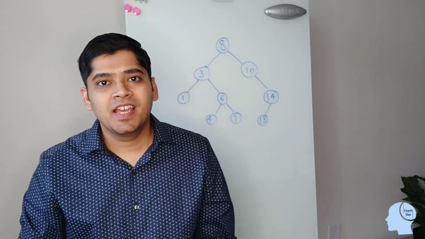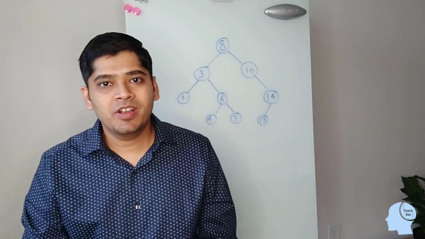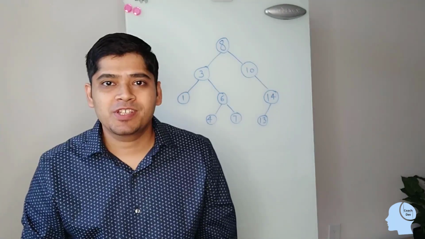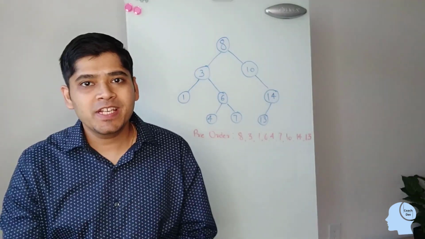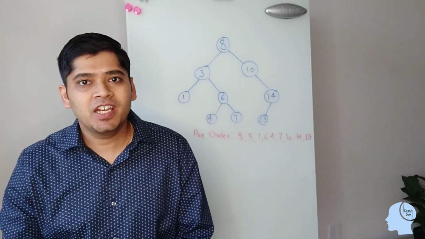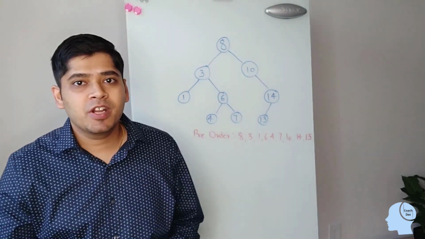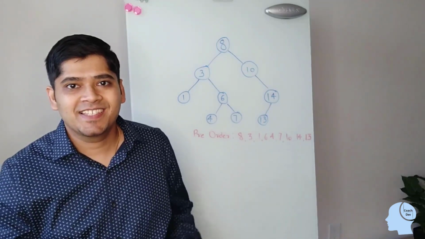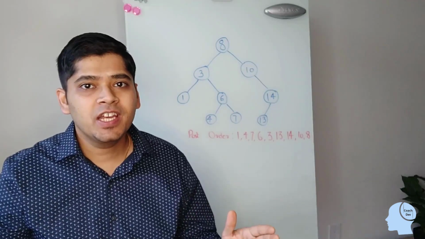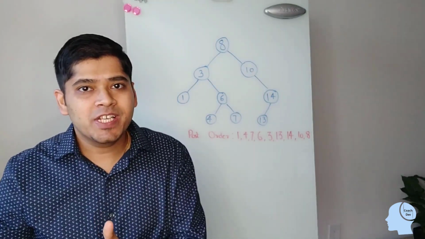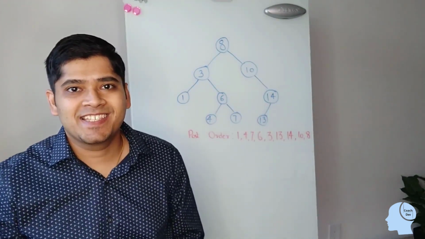Next thing to know is there are three main ways to traverse a binary search tree: pre-order, in-order, and post-order traversal. In pre-order traversal, we traverse the node itself, followed by the left child and then followed by the right child. For the given tree, the pre-order traversal will look something like this. In case of post-order traversal, we traverse the left child, then the right child, and then the node itself. So for the given tree, the post-order traversal will look something like this.